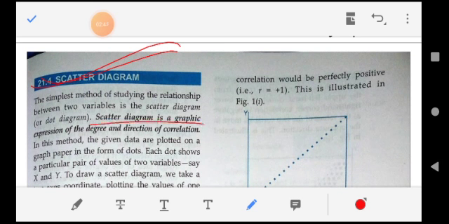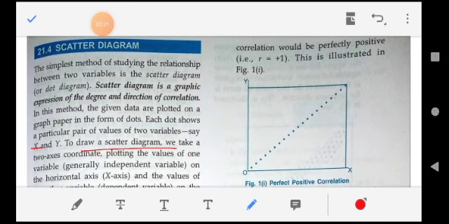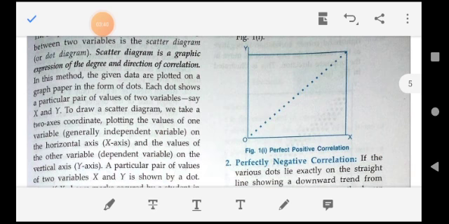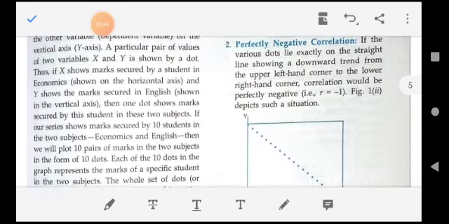Scatter diagram is a graphic expression of the degree and direction of correlation. The simplest method of studying the relationship between two variables is the scatter diagram. In this method, the given data are plotted on graph paper in the form of dots. Each dot shows a particular pair of values of two variables. Say x and y are two variables. To draw a scatter diagram, we take axes, plotting the values of one variable. Generally, the independent variable is on the horizontal axis, the x-axis, and the values of the other variable, the dependent variable, on the vertical axis, the y-axis. A particular pair of values of the two variables x and y is shown by a dot. Let's start one by one.